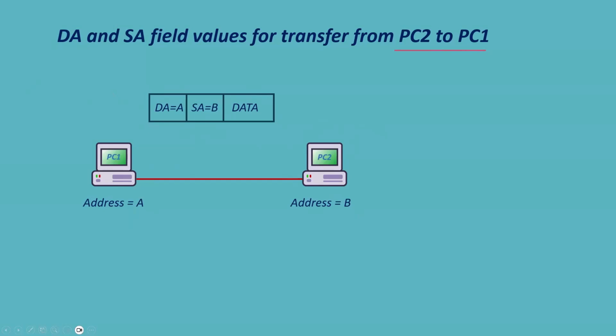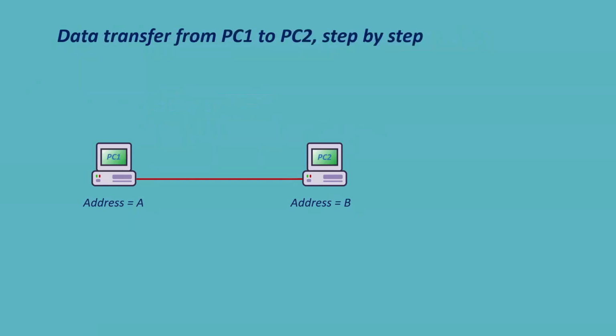Okay. Now this was the case from PC2 to PC1. Let's take it further, go a little bit more in detail and see how the data transfer takes place from PC1 to PC2 step by step. Up till now, the example I took was from PC2 to PC1. Now we have reversed it. The data transfer has to happen from PC1 to PC2. PC1 wants to send data to PC2.